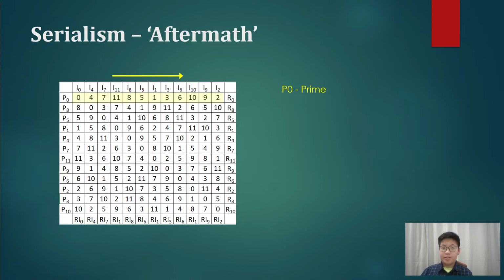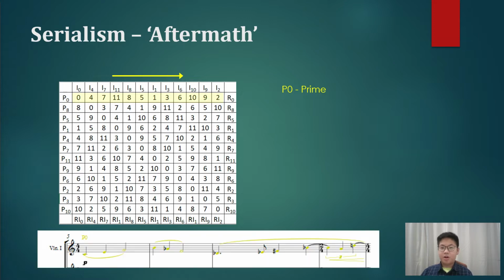Let's look at how to read the 12-tone matrix. When you read from left to right, that is prime form. When you read from different rows, you get transpositions of the prime form. This is true for any other form. In my score, I have used P0, and in the next few slides, you will see which forms I have used for my composition Aftermath.